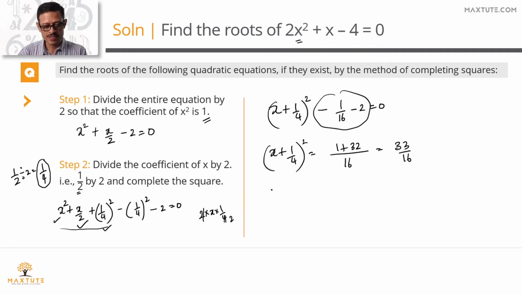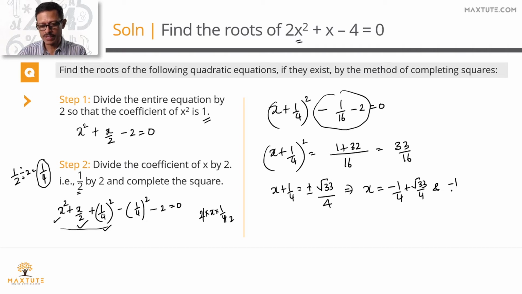Take square root on both sides. X plus 1 by 4 equals plus or minus under root 33, because it's not a perfect square, divided by 16, which is a perfect square. So under the root, it comes out as 4. So x plus 1 by 4 equals plus or minus root 33 by 4. So what will be the value of x? Take the 1 by 4 to the right hand side. So x is equal to minus 1 by 4 plus root 33 by 4.